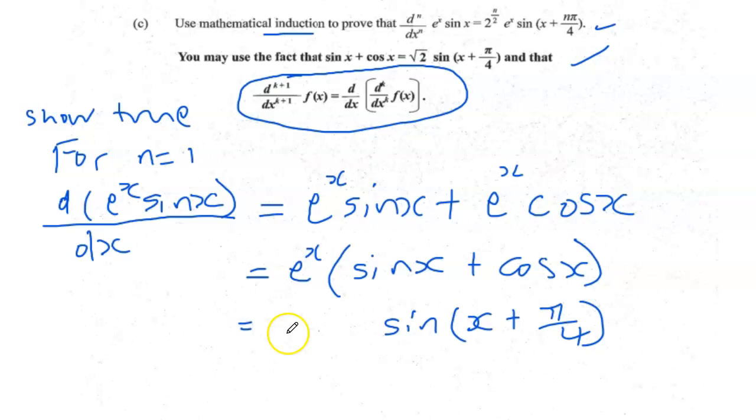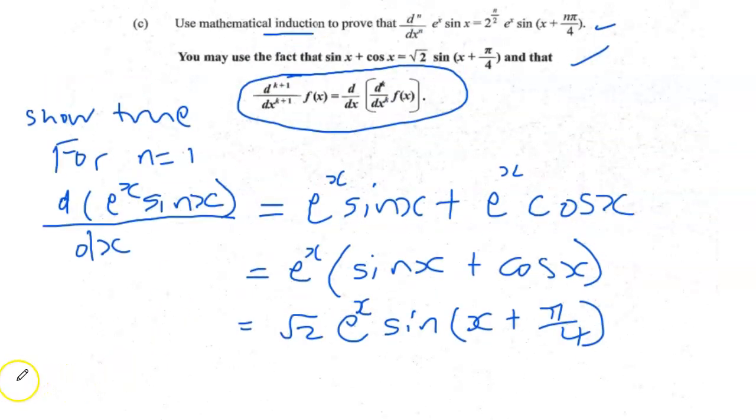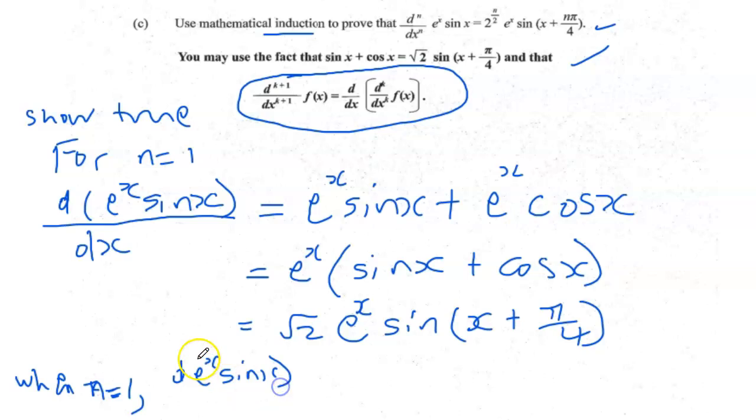Alright, so let me put the root 2 here, and e to the x after. Now, the question is, is this derivative, the first derivative, the same as this expression here when n is 1? Alright, notice what we have here when n is 1. When n is 1, the formula will give us the first derivative of e to the x sine x. Let's check what the formula reveals when n is 1.